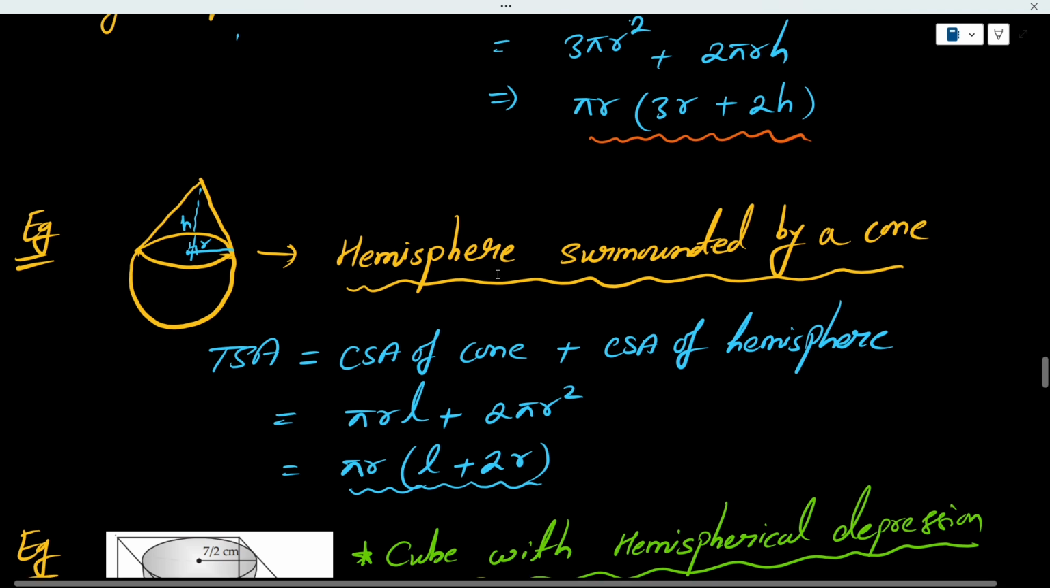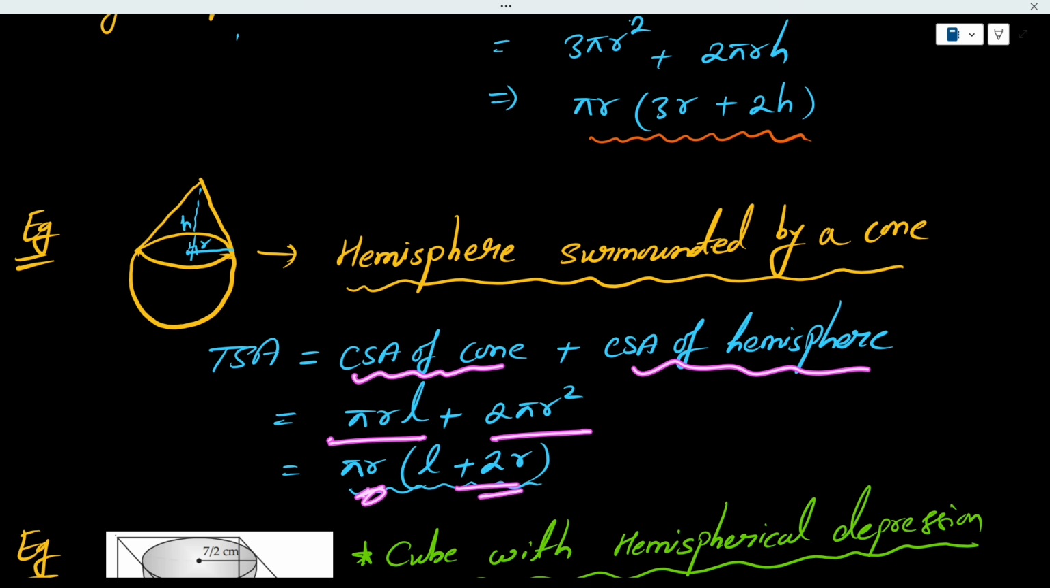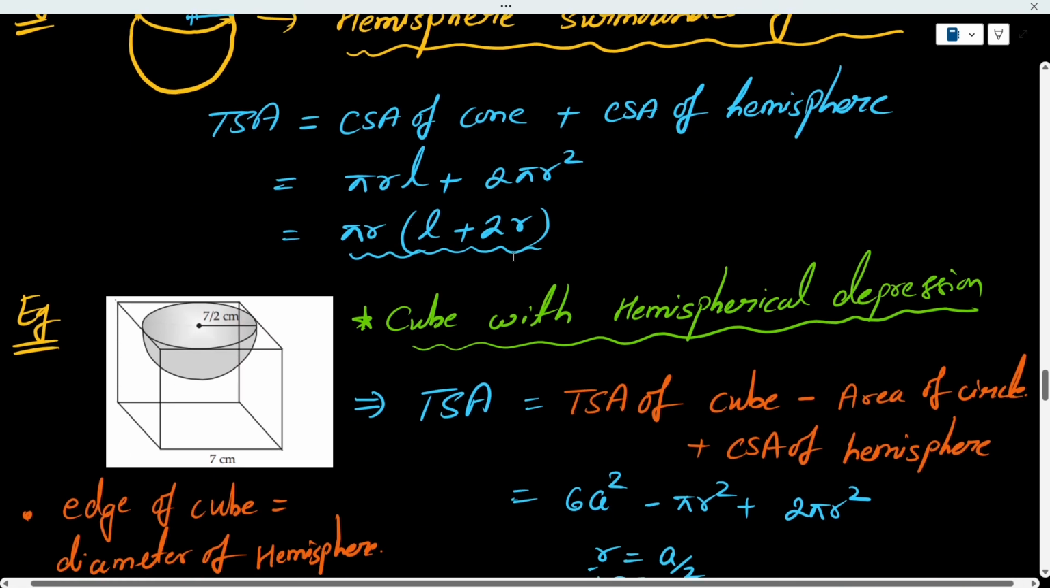Now again here, a hemisphere is mounted by a cone. If you see again what surface area is visible here, you will take the CSA of the cone and the CSA of the hemisphere. You will not take the top of the hemisphere and the bottom. This part is inside, it's not visible. So you will not include the top of the total surface area of the hemisphere. So it is just the CSA of the cone and the CSA of the hemisphere. CSA of cone is pi r l, plus 2 pi r square. Pi r is common: pi r times l plus 2r, and then you will substitute the values of these dimensions to get it.